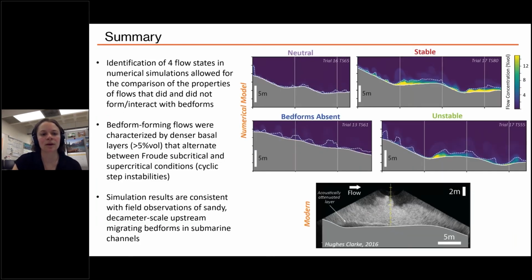So in summary, we identified 4 different flow states, which allowed for the comparison of properties of flows that did and did not form or interact with bedforms. Bedform-forming flows were characterized by denser basal layers that alternated between supercritical and subcritical flow conditions, which demonstrates that these bedforms are cyclic steps. And lastly, our simulation results are consistent with field observations of sandy decameter-scale upstream-migrating bedforms in submarine channels. And so this supports their application in these settings.